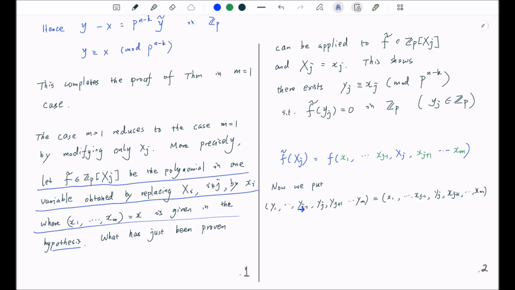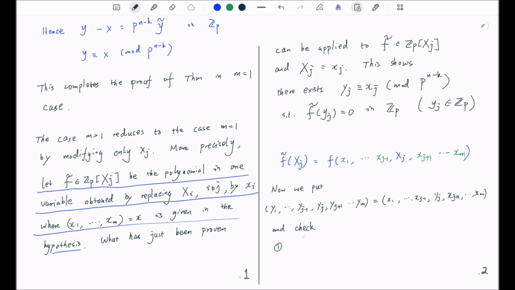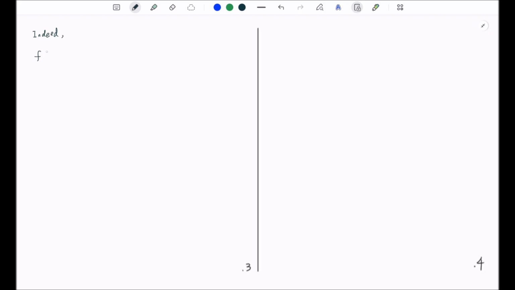And now we claim that this y with m components will satisfy two things. First, it is the zero of little f over Zp. And second, it is congruent to x modulo p to the power n minus k. We'll check these two things. The verification is straightforward. What is little f of y1 through ym?